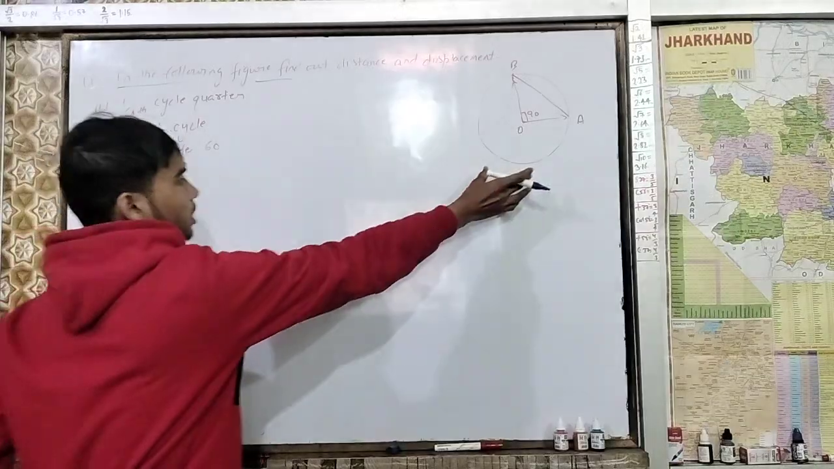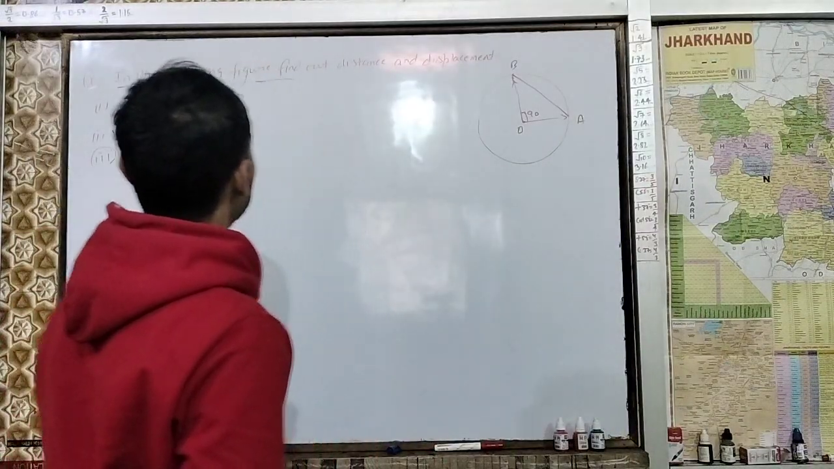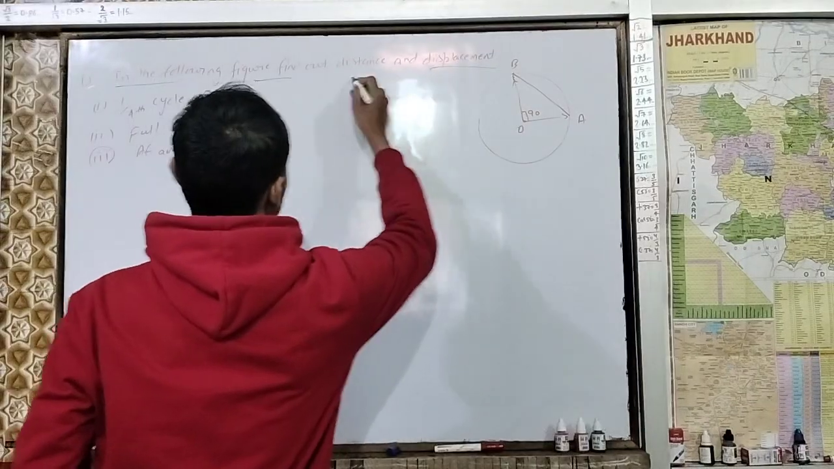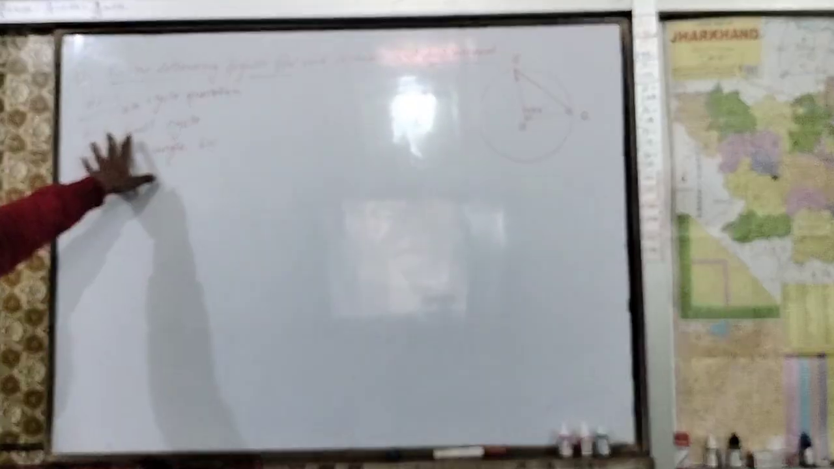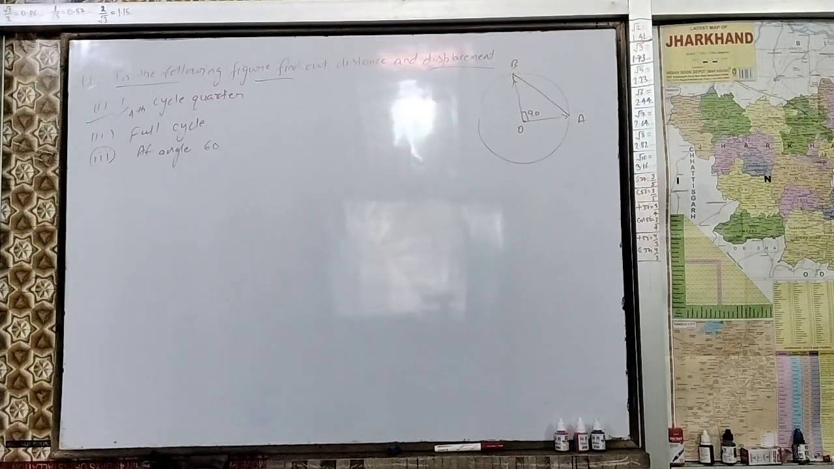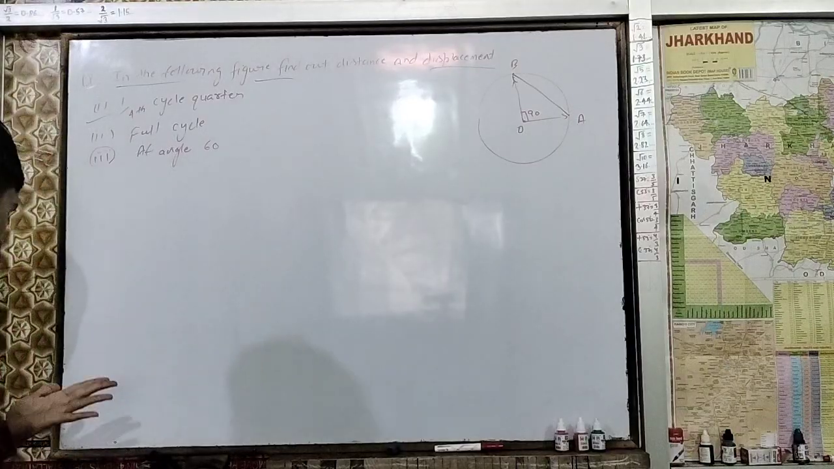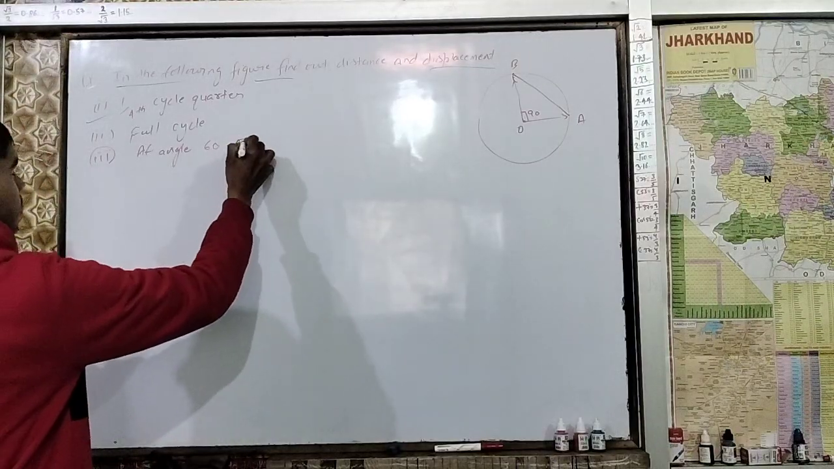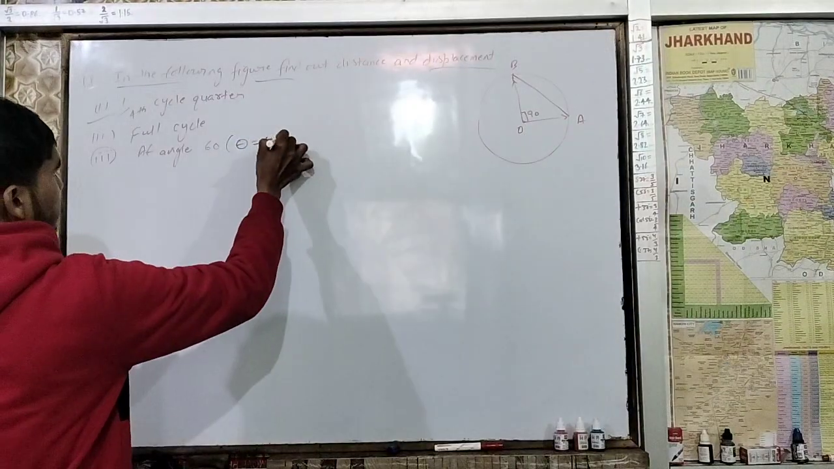In the following figure, which is given by the question, find out the distance and displacement, first for the first part as well as for the second, at an angle of 60 degrees. Here theta is given, which is 60 degrees.